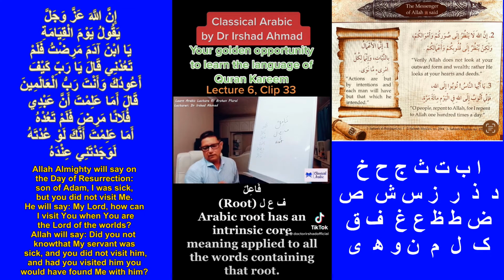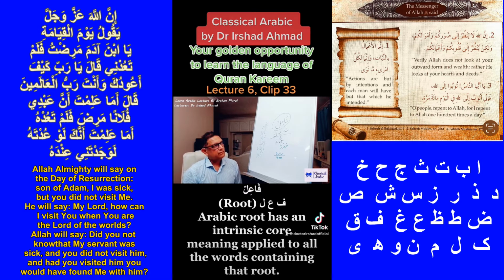In Arabic it's called jazr. And in Persian we call it madda, which basically means base. So the base of this word fa'ilun is fa, ain, lam. 99% of words in Arabic have a three-letter combination like this, which have intrinsic core meaning.